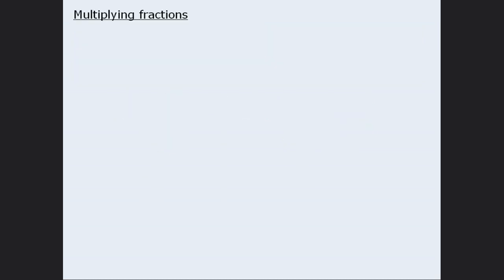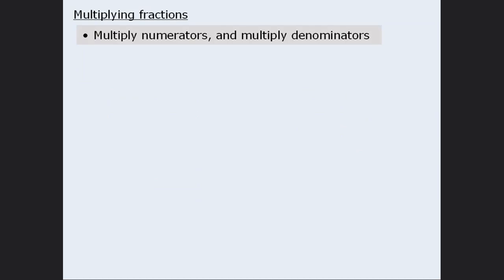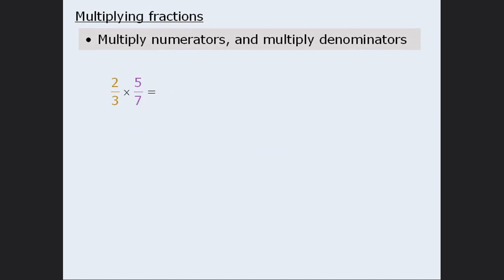Okay, now let's look at multiplying fractions. The rule here is very straightforward. Multiply the numerators and multiply the denominators. So to find the product here, we multiply the numerators 2 and 5 to get 10, and we multiply the denominators 3 and 7 to get 21.